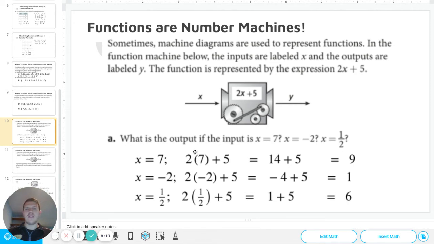Well, we put in 7 here. We do 2 times 7, add 5 to it. Remember our order of operations, we've got to do multiplication first. So 2 times 7 is 14. Add 5 to 14. That should give me 19, not 9. I apologize.